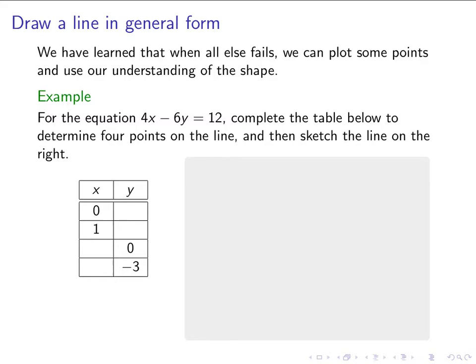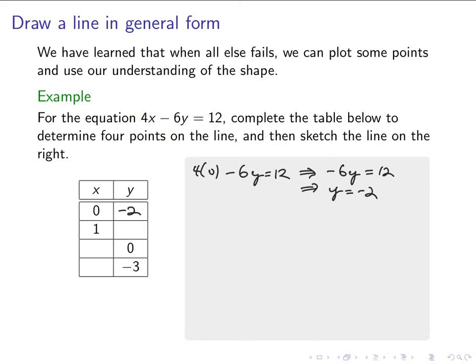Choosing the value 0 for a variable makes a lot of sense because it will give us a very simple equation. So for example, in this equation, if I use the value 0 for x, then the equation will say 4 times 0 minus 6y equals 12. That means that minus 6y is equal to 12. If I divide both sides by -6, this will say y equals -2. So what that tells me is that when the x value is 0, the y value has to be -2 in order to satisfy this equation.